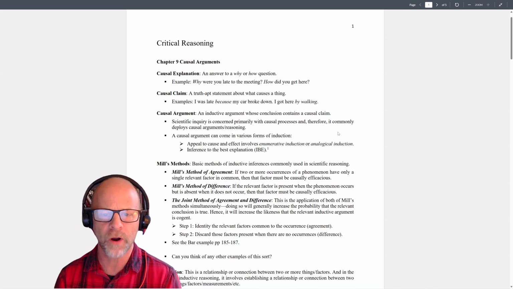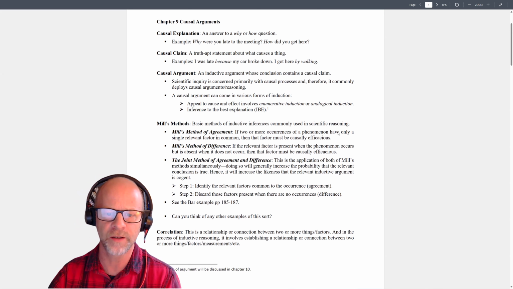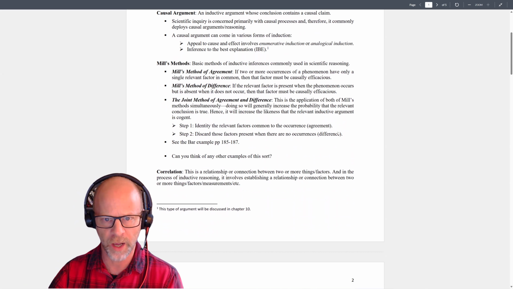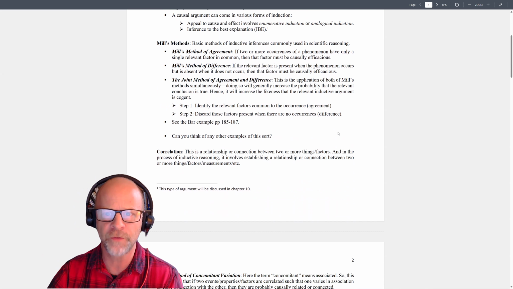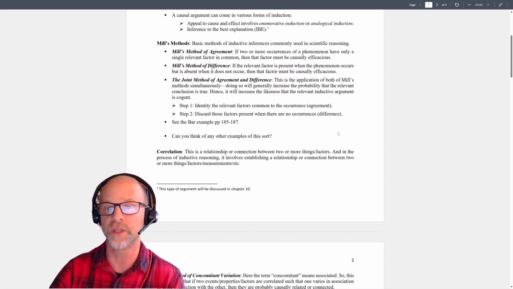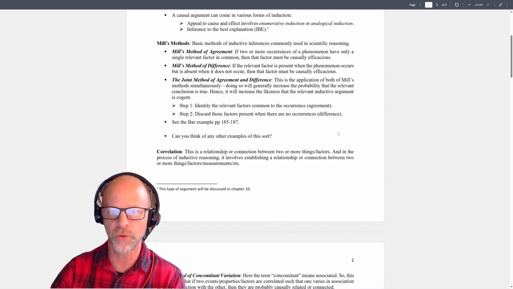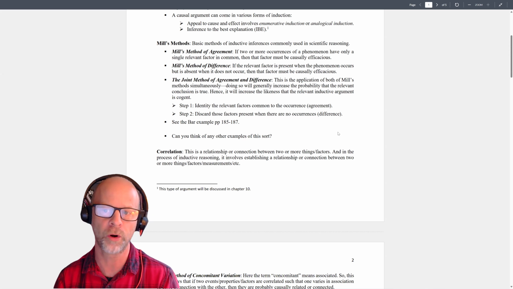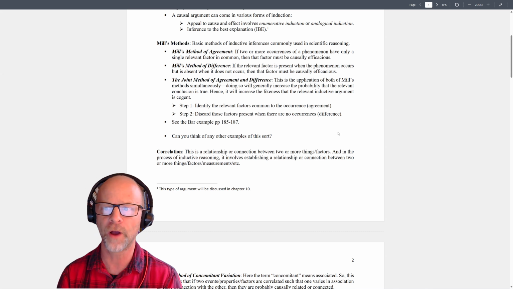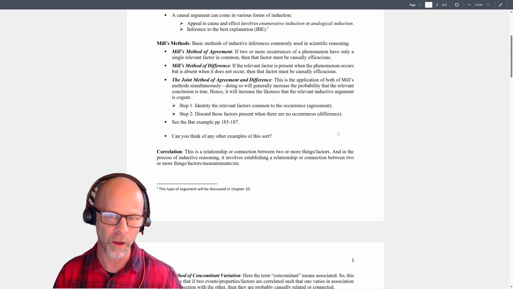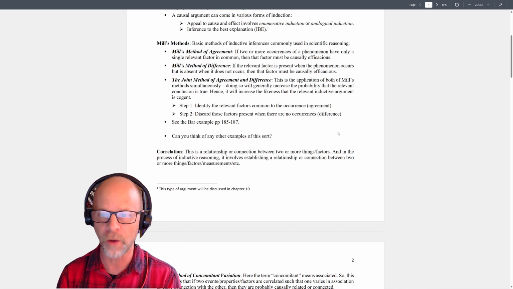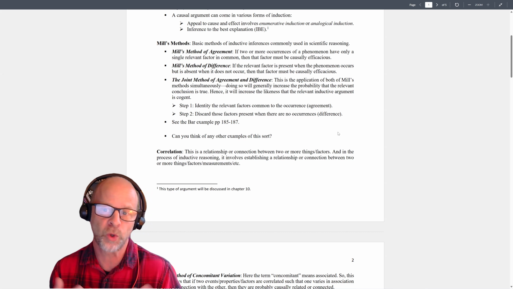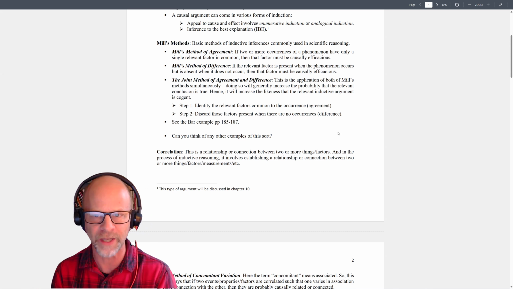The next thing I want to turn our attention to is this idea of what we call Mill's method. Mill's method is straightforward. Basically, it's the method of inductive inferences that's commonly used in most scientific reasoning, right? So there's the method of agreement, and Mill's method of agreement tells us that if two or more occurrences of a phenomenon have only a single relevant factor that happens to be in common, well, then that factor must be, in some regard, causally efficacious, right? There's some sort of causal work that's happening, some causal power that's involved.